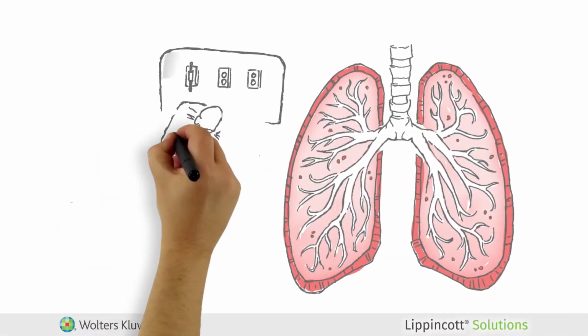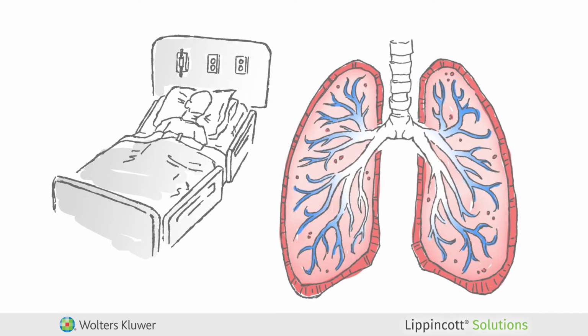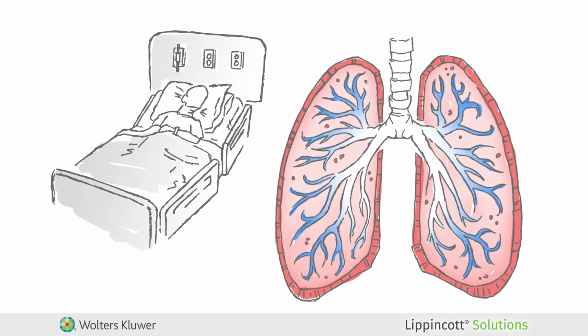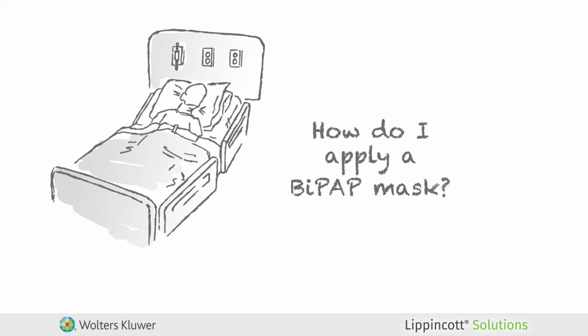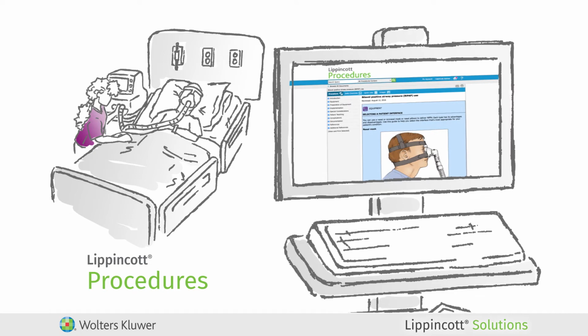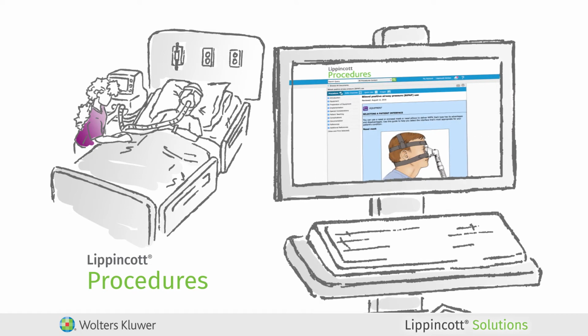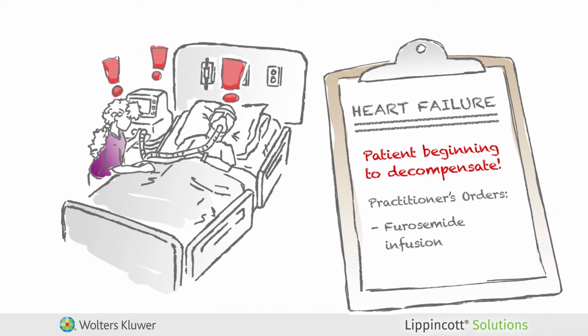With the patient in pulmonary edema and respiratory distress, a BiPAP, a furosemide IV bolus, and a stat chest X-ray are ordered. What are the proper steps for applying a BiPAP mask? Review the step-by-step instructions for applying a BiPAP mask in Lippincott Procedures at the point of care before sending your patient to the ICU. But wait, something's wrong. The patient begins to decompensate.